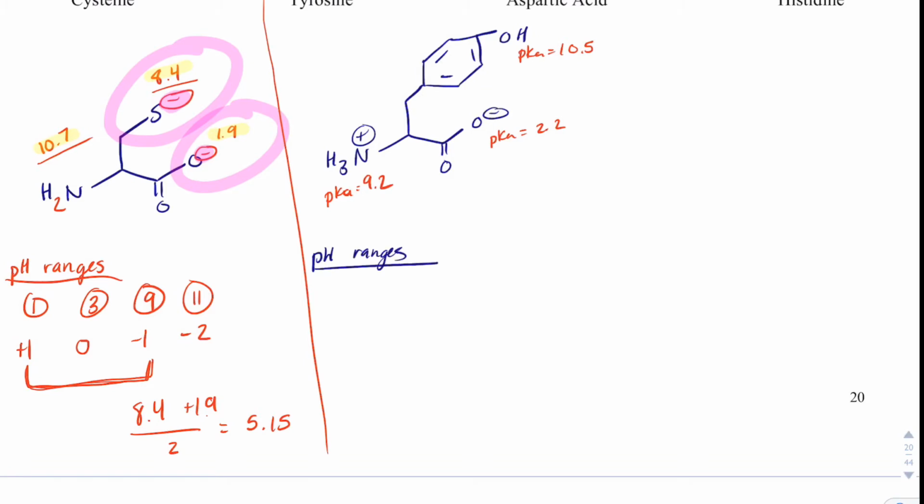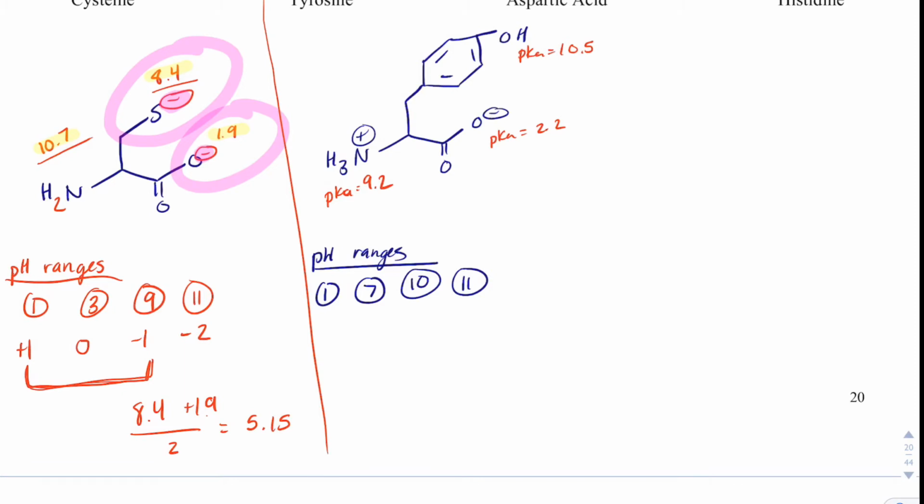Okay, what's the lowest one here? 2.2, so I'm just going to say 1. Higher than 2.2 but lower than 9.2, heck, you could say 7. Higher than 9.2 but lower than 10.5, I'll just say 10. And then higher than 10.5, that would be 11.